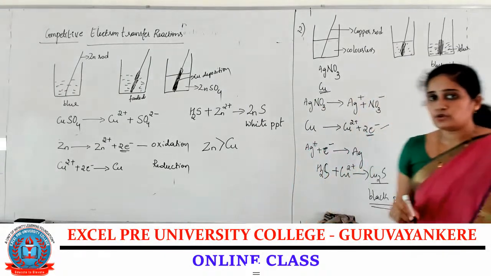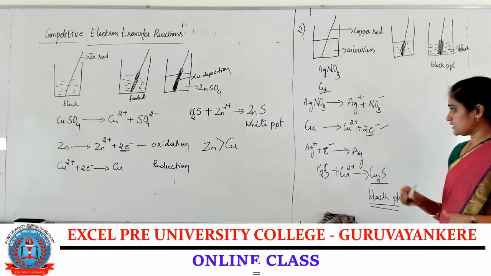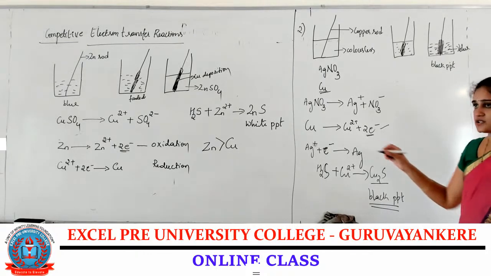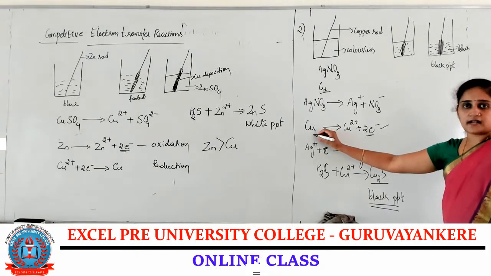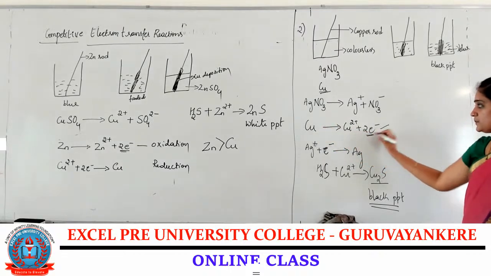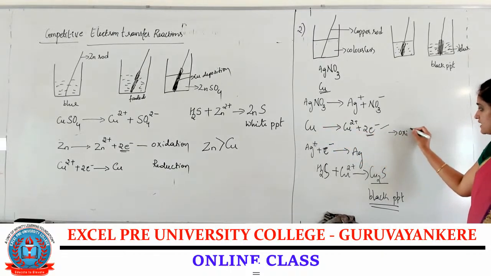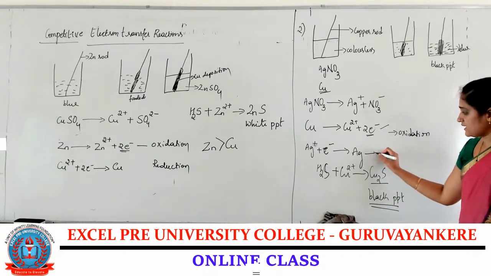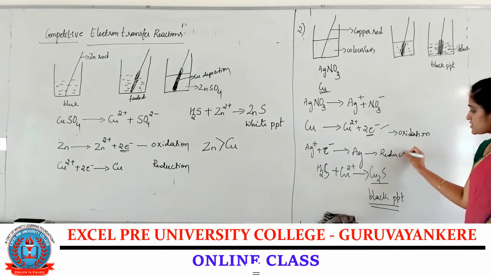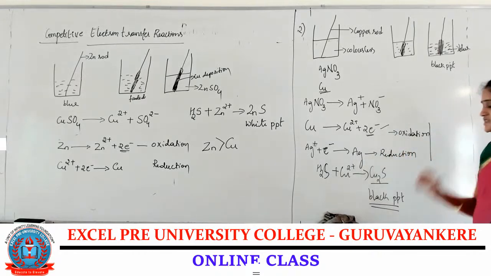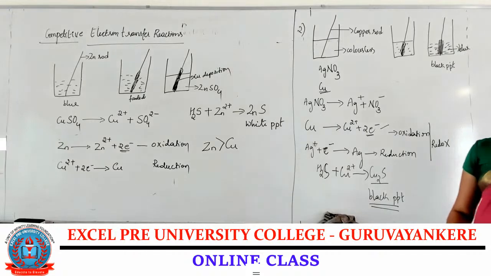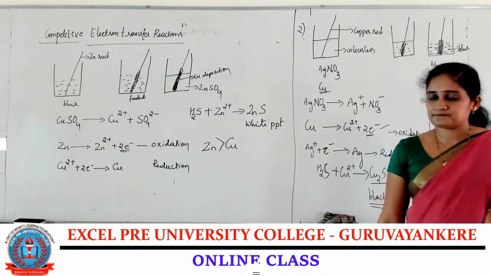Now we can conclude one reaction. Before concluding, I want to say which one is the oxidation reaction and which one is the reduction reaction. Copper undergoes oxidation to give Cu2 plus and 2 electrons, so this is an oxidation reaction. Ag plus gains the electron, which is a reduction reaction. So the oxidation reaction and the reduction reaction take place simultaneously. That's why this reaction is nothing but a redox reaction.